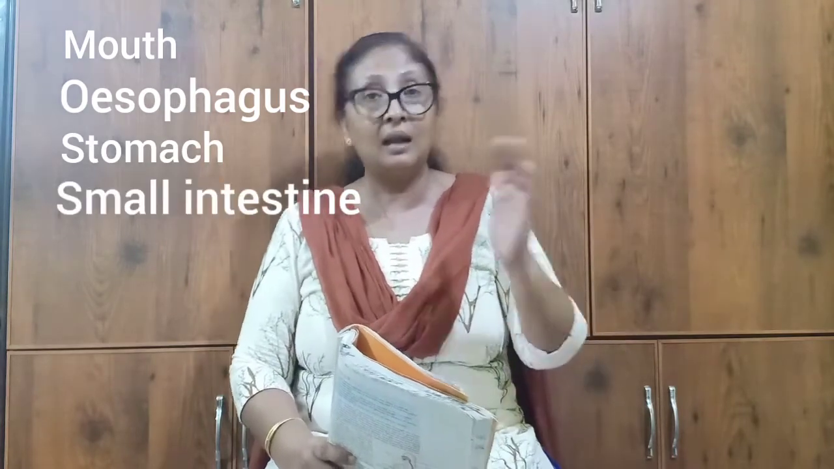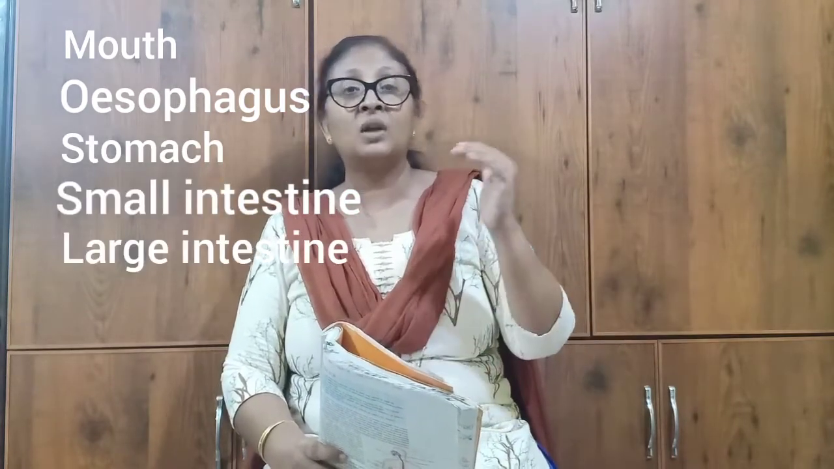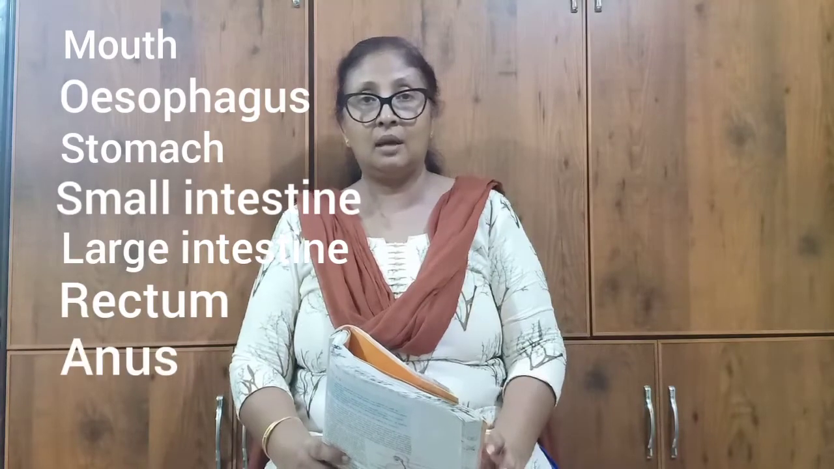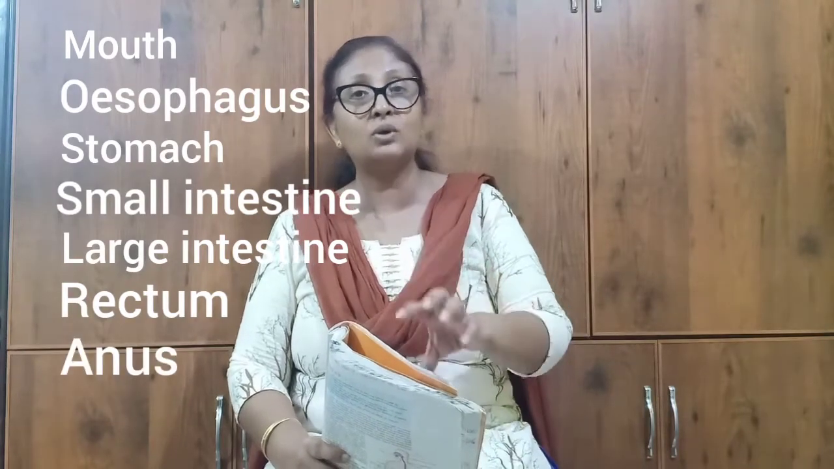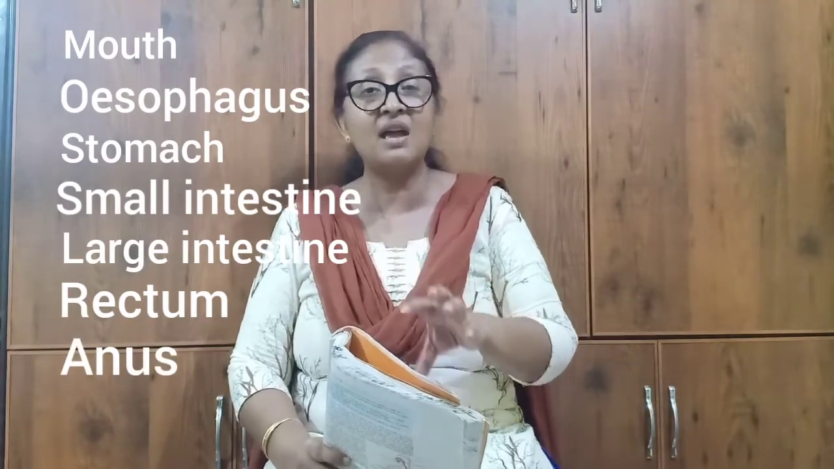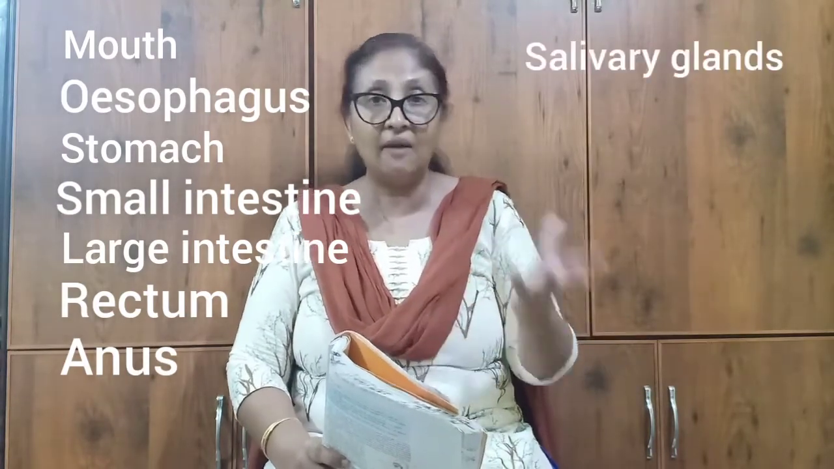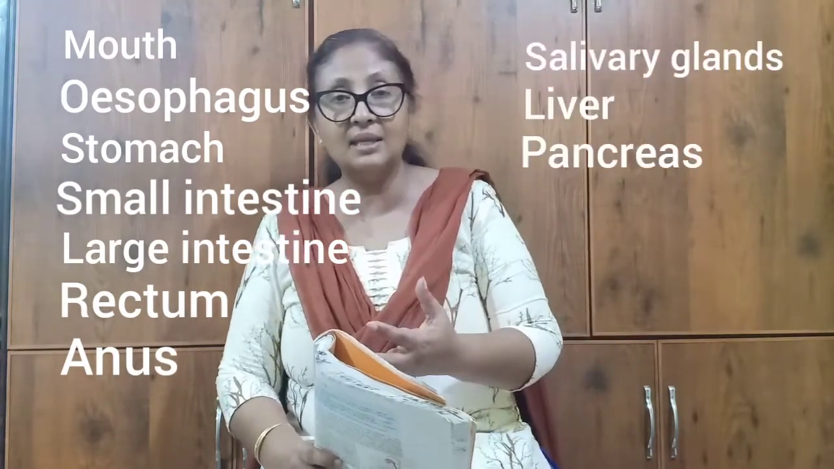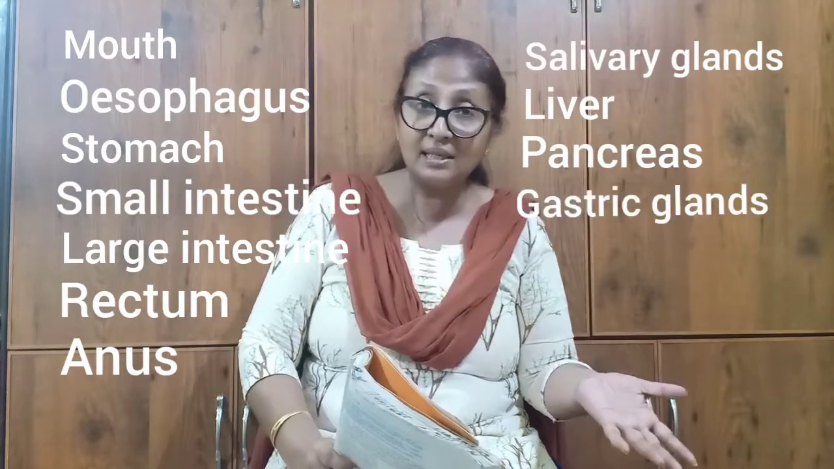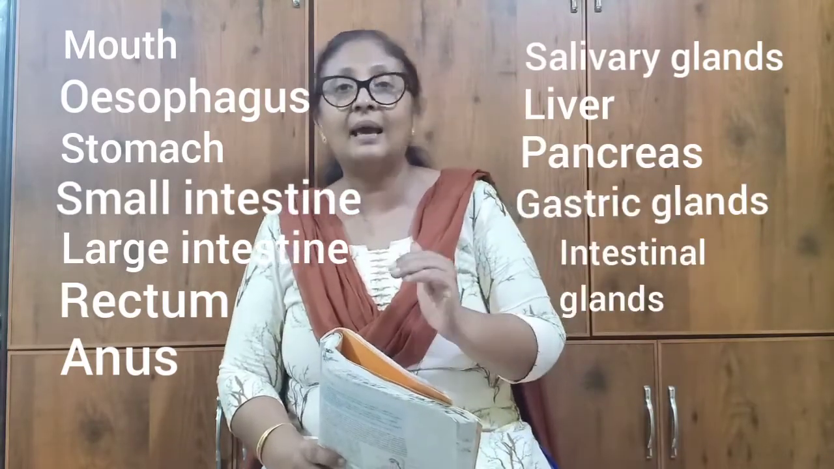esophagus, also known as the food pipe, stomach, small intestine, large intestine, rectum, anus, and also associated with this are various glands, salivary glands, liver, pancreas, gastric glands, intestinal glands, etc. We shall study in detail each.